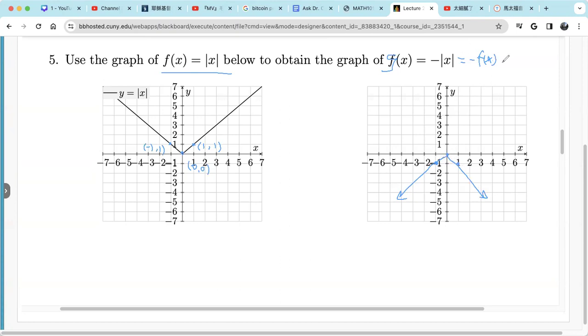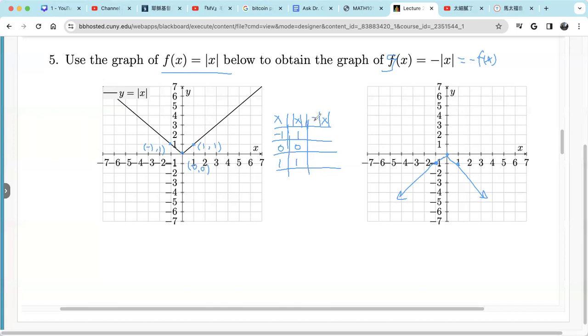You see the negative f of x, right? If you want to check, you also can use this table value. Let's say this is x. This is absolute value of x. This is negative absolute value of x. Well, x is a negative 1. Absolute value is 1. x is 0, 0. x is 1. Absolute value is still 1. So that's these 3 points of this, right?